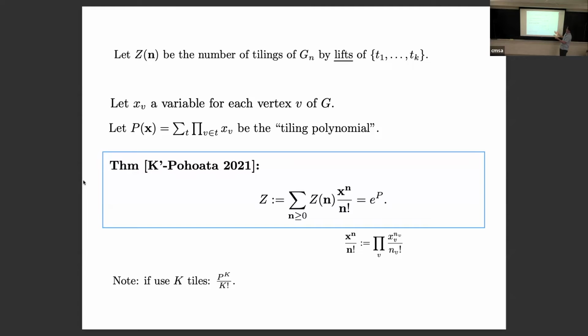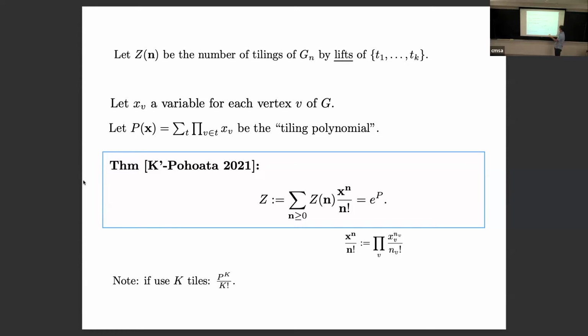Well, in fact, this whole slide is true for the general multinomial tiling model. In general, this theorem holds. But if you like, you can restrict to the dimer model. But it holds for general tiles. You have some tiles T1 through TK. You look at the number of tilings of the blow-up graph by those tiles, and we make an exponential generating function out of these Z sub n's, the partition functions. And the theorem is that the exponential generating function has a very simple form. It's e to the p, where p is a certain multivariable polynomial.